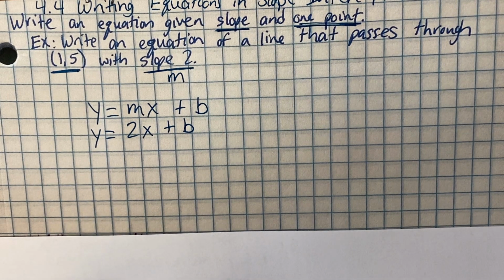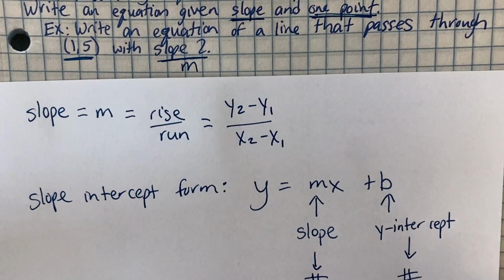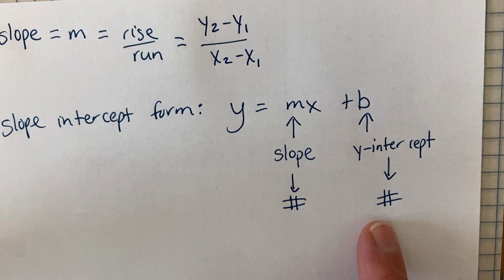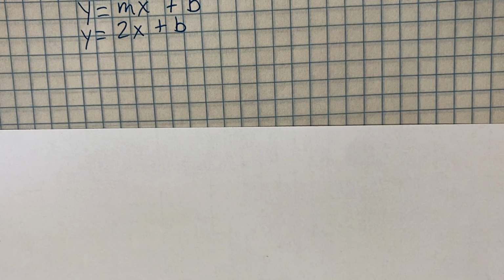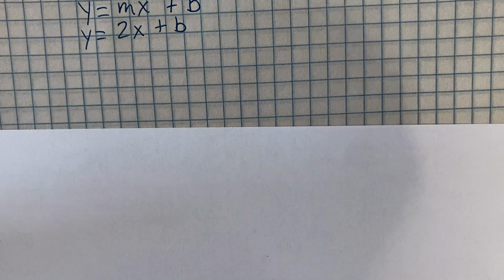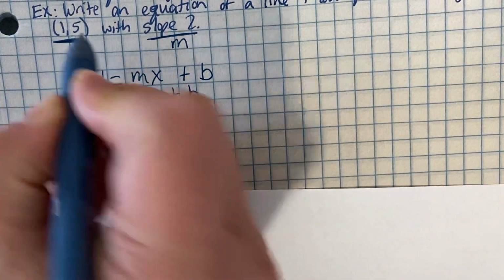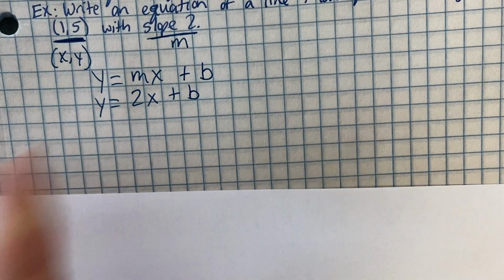Okay, before I told you, when we do slope-intercept form, our slope needs to have a number, and our y-intercept needs to have a number. And if you look at our problem right here, our slope has a number, but my y-intercept does not, so I need to find what that number is. What I'm going to do is I'm going to use this point right up here, which is an x and a y, and put it into our equation.